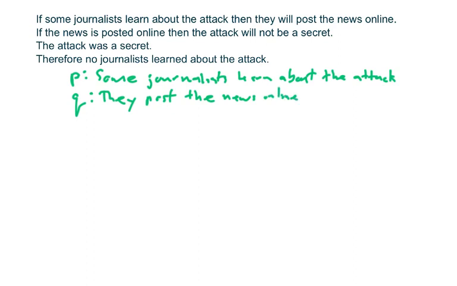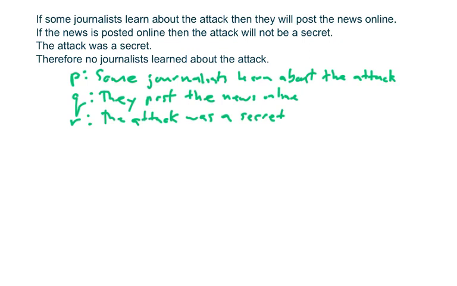And then I also see the statement that the attack will not be a secret. Remember that we like our statements to be positive statements, not involving words like not. So let's say that R is that the attack was a secret. And so if we want to say that the attack was not a secret, we'll simply use a negation. Let's translate this argument step by step.